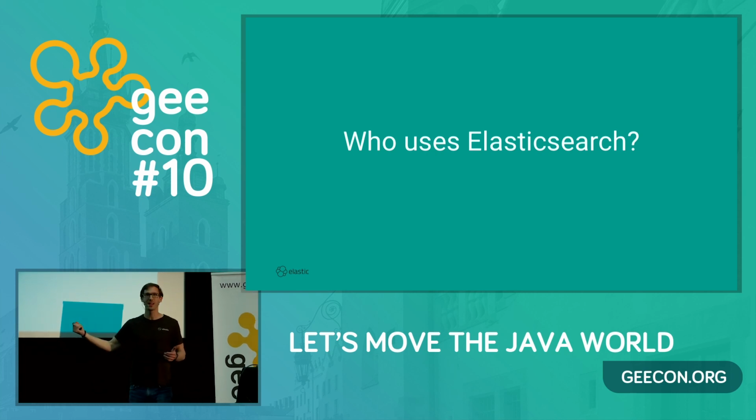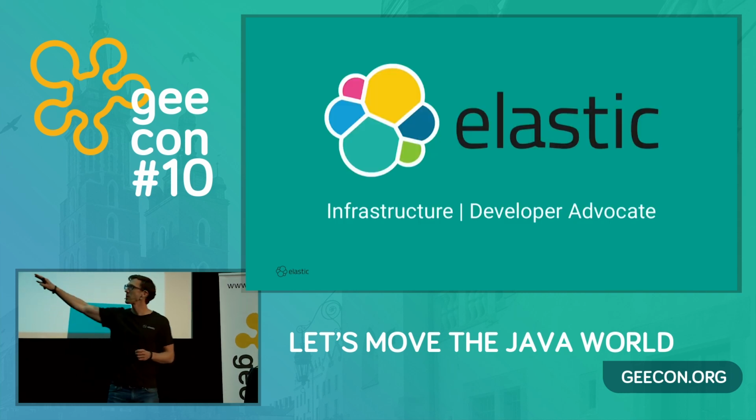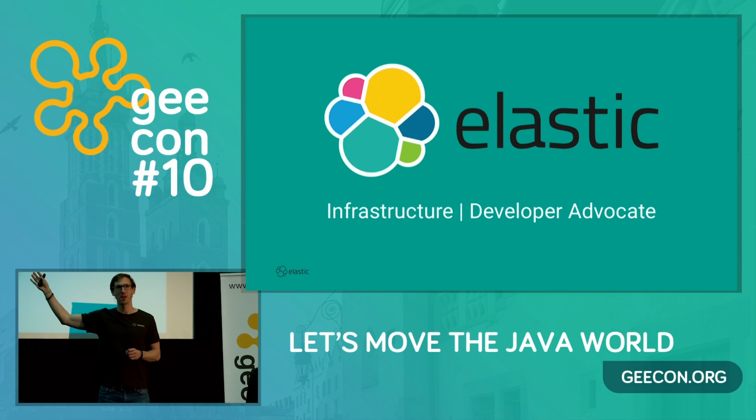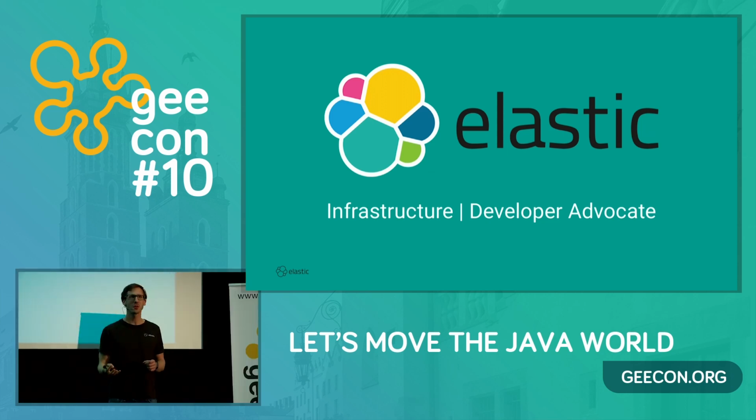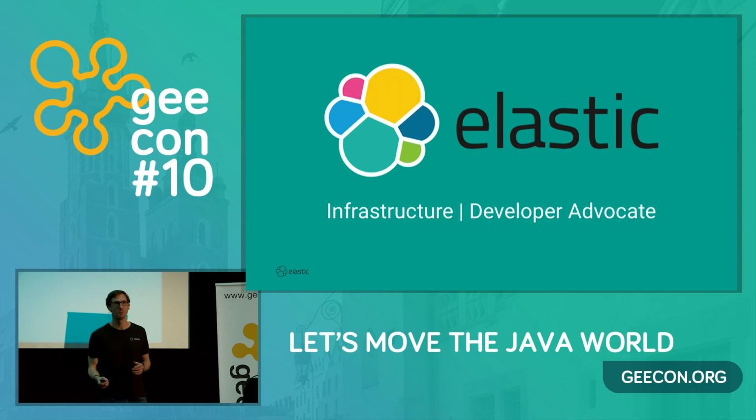So I'm working for Elastic. I'm part of our infrastructure team, and I always say this is a Unix pipe. I kind of piped it out into developer advocacy, but now it's conference season, so I'm pretty much spending all my time at conferences just to speak about the good stuff that we do.